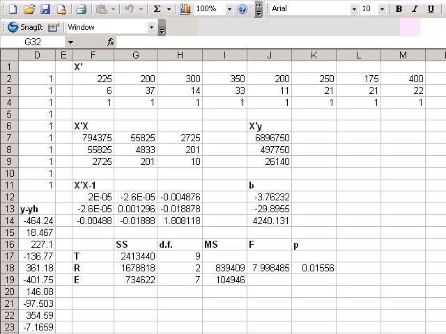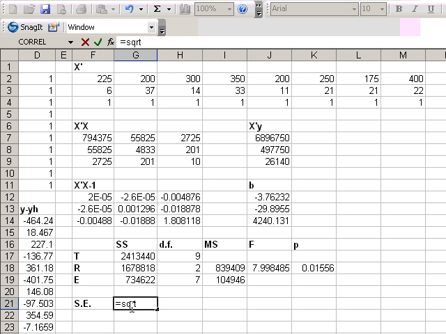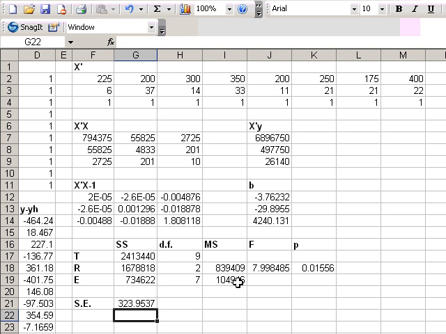In this video we're going to calculate the standard errors for B and the t-tests related to the coefficients B. To calculate the standard error of the B coefficients, we must have the standard error of regression, which I will put right here. The standard error of regression is equal to the square root of the mean square error, or 323.